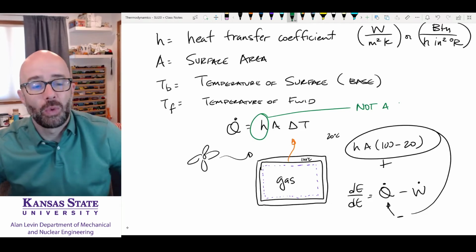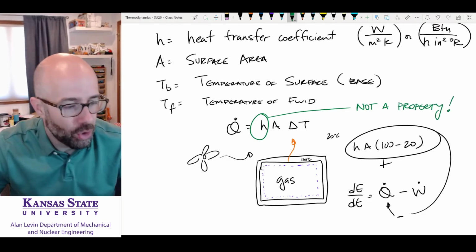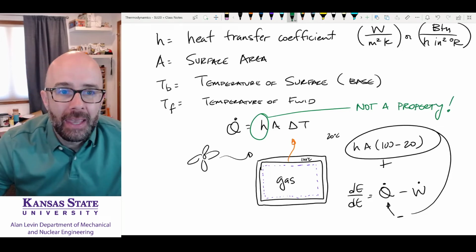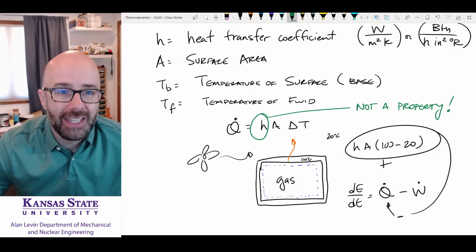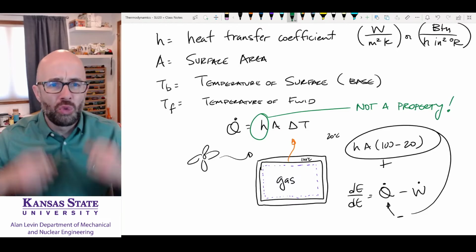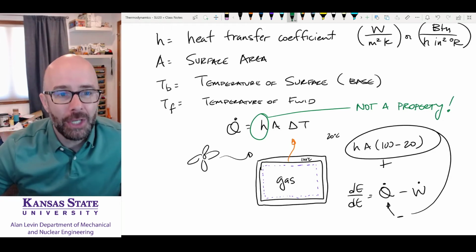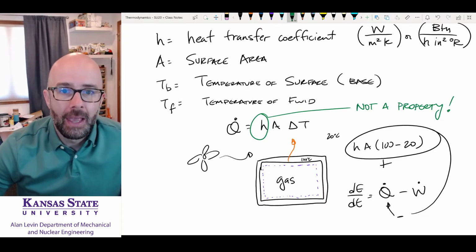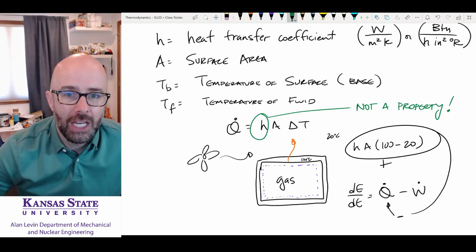It's not a property. In fact, when you take heat transfer, you will spend a lot of time trying to figure out what this h is. h is dependent upon the situation. Is the fan blowing a little bit? Is the fan really blowing on it? Is the flow over the surface laminar? Is the flow blowing over the surface turbulent? Is my surface rough? Is my surface smooth? All these things are going to change my heat transfer coefficient.